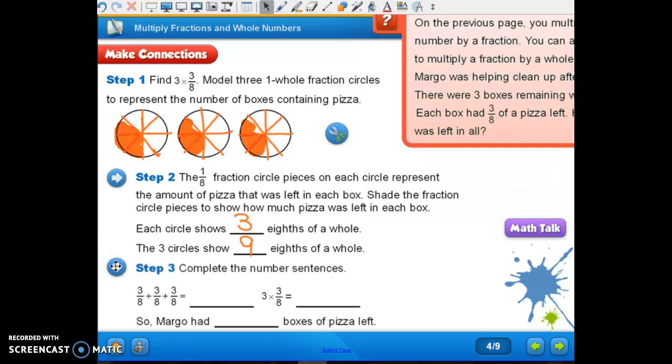Step 3, complete the number sentence. So 3/8 plus 3/8 plus 3/8 is 9/8, or 1 and 1/8. If we divide 9 by 8, we get 1 whole. We have 1/8 left over. So 3 times 3/8 is 9/8 or 1 and 1/8. So Margot had 1 and 1/8 boxes of pizza left.